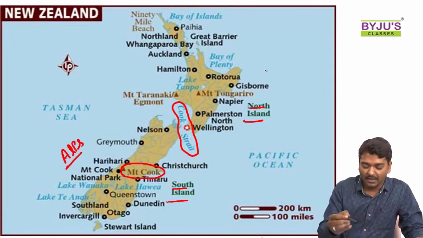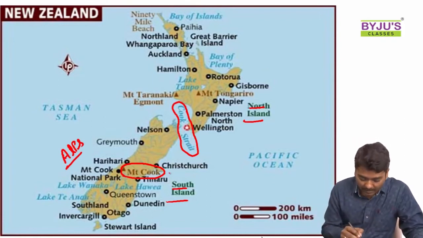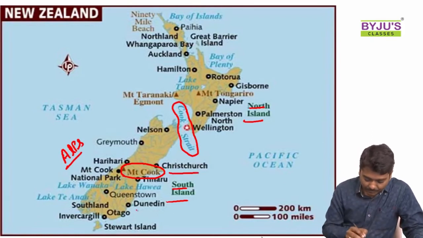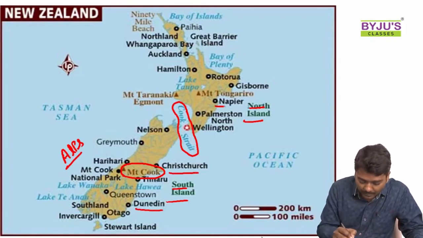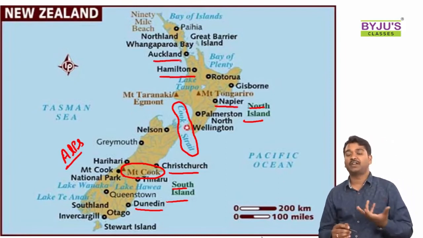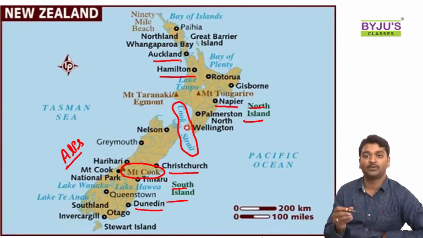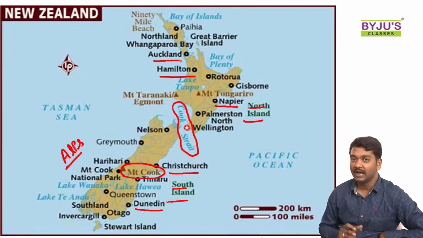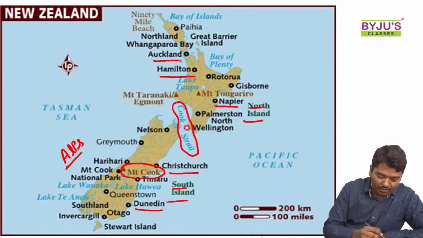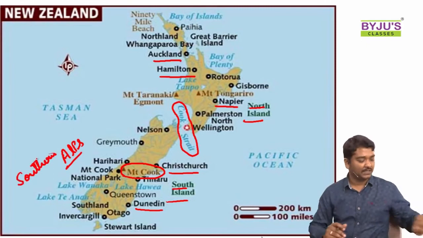And then the places that are important, you can see if you want: Christchurch, Dunedin, Napier, Hamilton, Auckland. People who watch cricket more, they will be aware of these places. But if you are able to understand this basic differences and this stuff, it is enough. So what you need to know, Southern Alps is actually present in New Zealand.